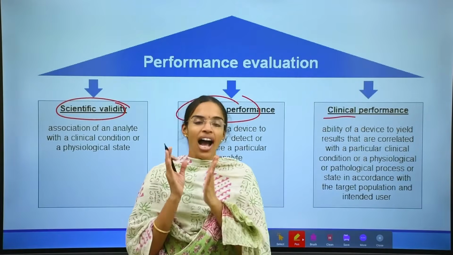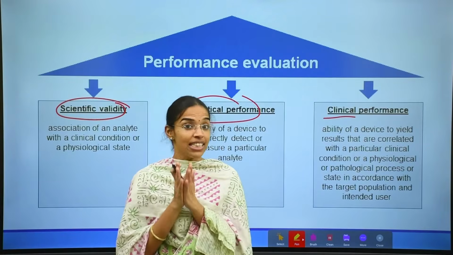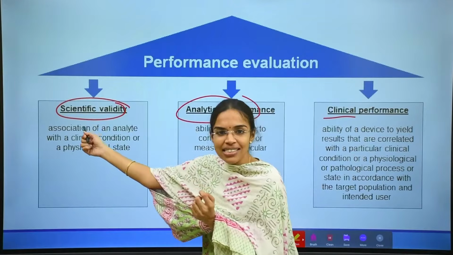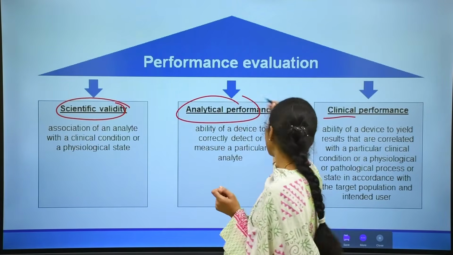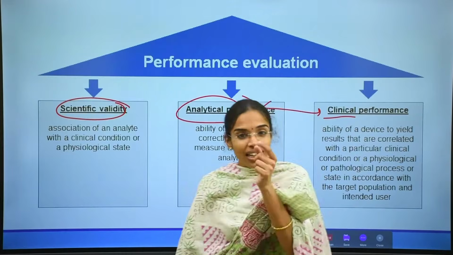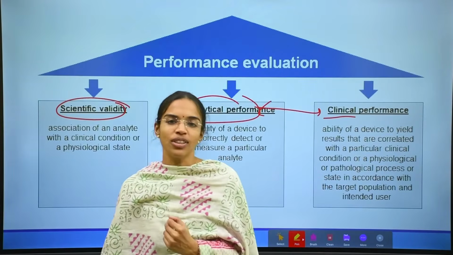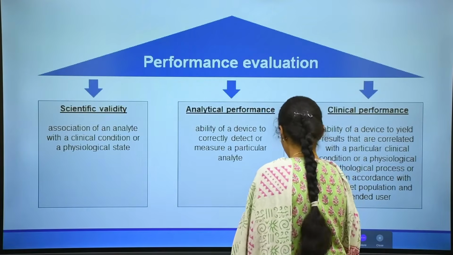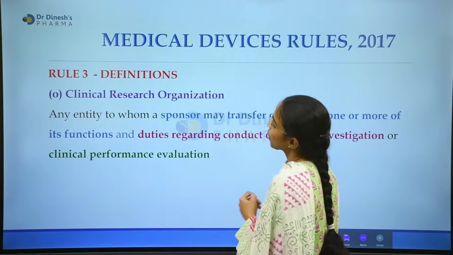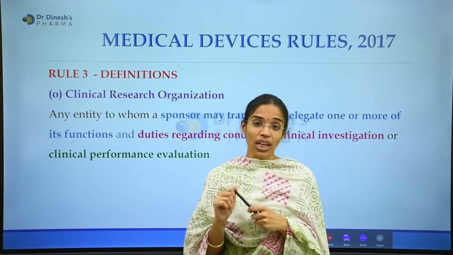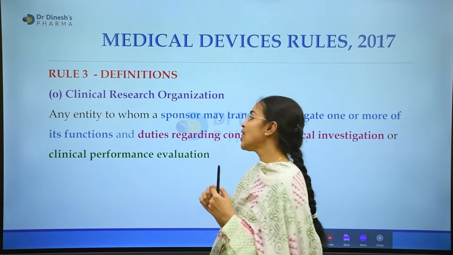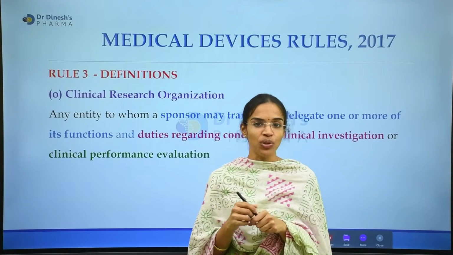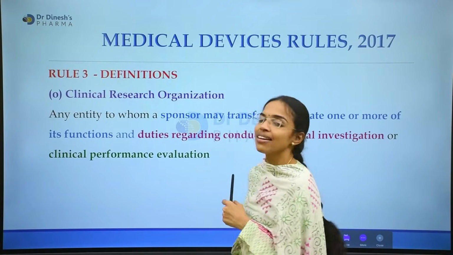Just now as I have told you, it is a report which mentions or compares its scientific validity and its analytical performance and correlation with the clinical performance. So this was about the clinical performance evaluation, and moving forward to rule 3O, that is clinical research organization.